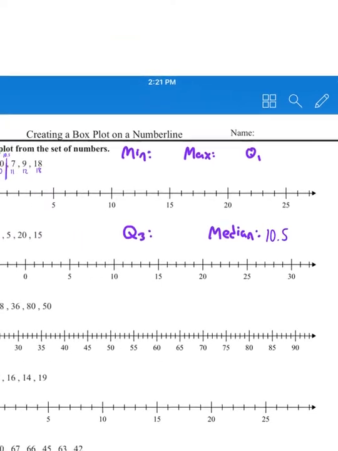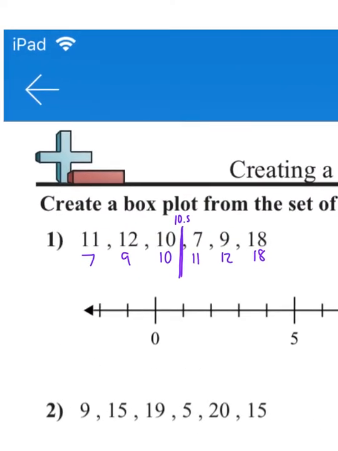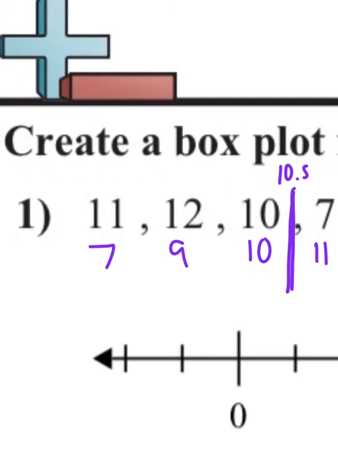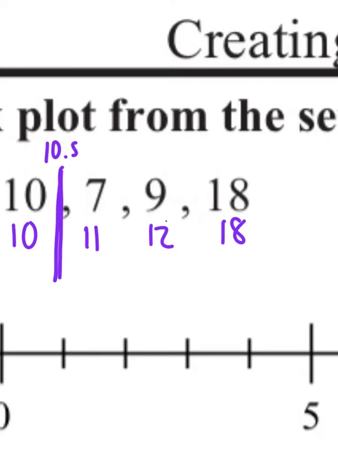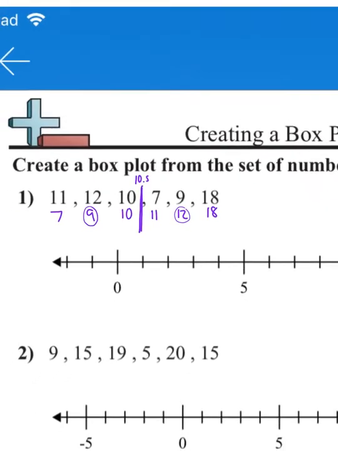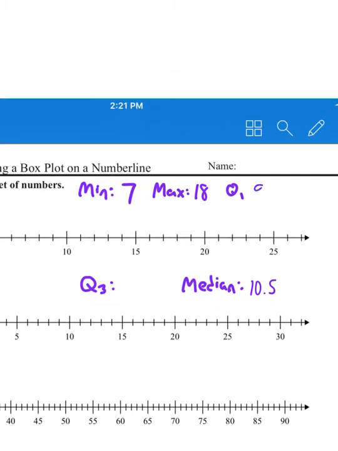Okay, next thing I'm going to do, minimum and maximum are easy. So the minimum is 7, maximum is 18. Don't have to think too hard about those because it's just the smallest and the biggest number. Now Q1 and Q3, let me take a look at my numbers. Q1 is going to be the middle of the lower half, which is 9. And Q3 is going to be the middle of the upper half, which is 12. So, did you get the 5 numbers? Let me write those down. Q1 was 9 and Q3 was 12.